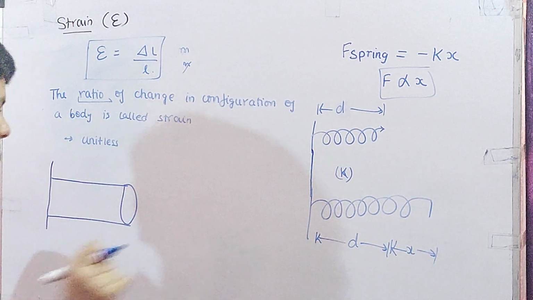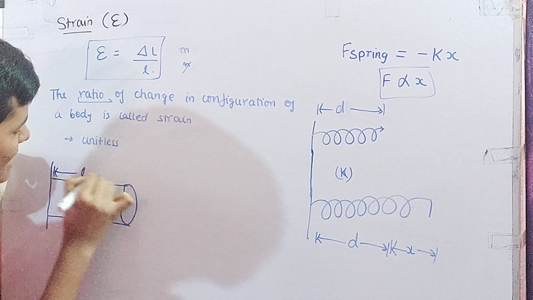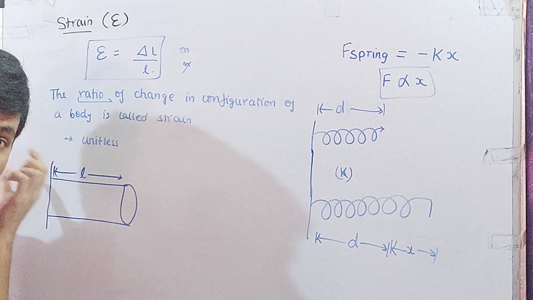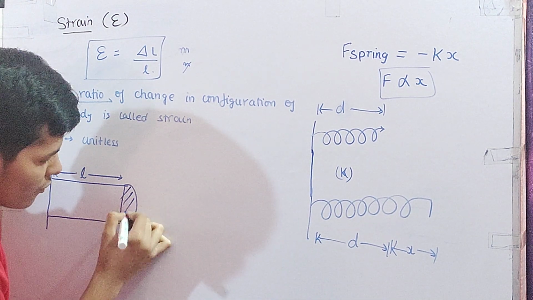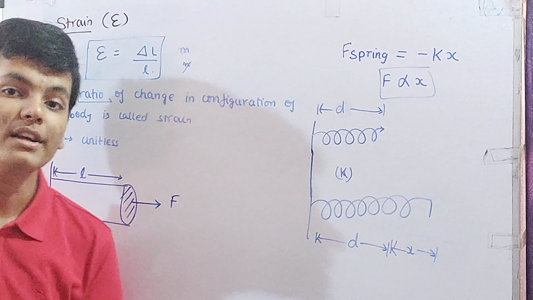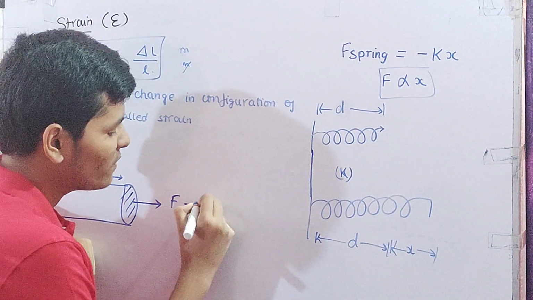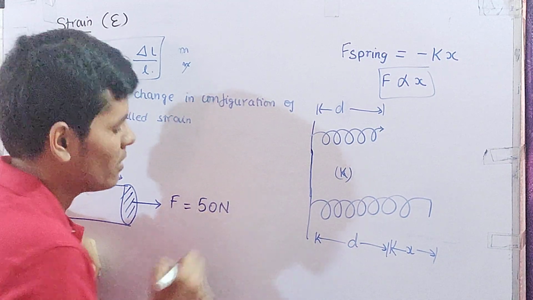This is the same object. Now here we are assuming it has a distance or length as L. This has length L. Now we are applying a force over here, F. This force is called the deformation force or applied force. Let this force be again 15 newtons.